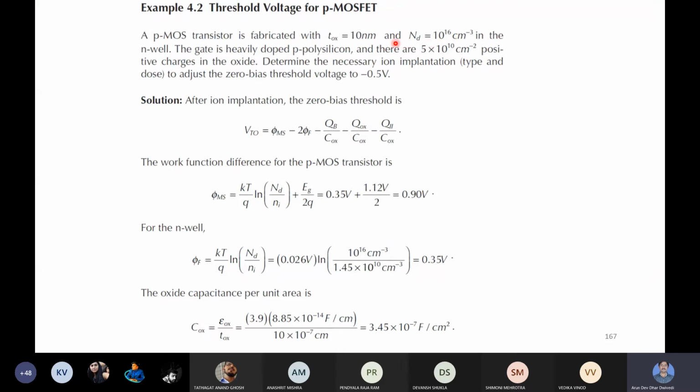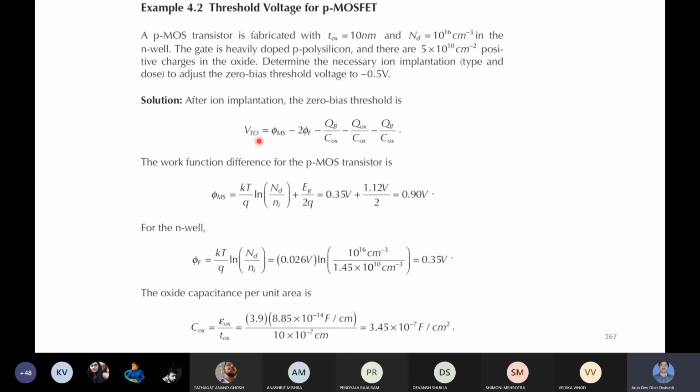this much. And the gate is heavily doped polysilicon, with positive charges in the oxide of 5 into 10 power 10 per centimeter square. This is the density. Q will be multiplied; Nd is the density. So oxide charges are given as a number, but Q will be multiplied, then the oxide charge will be calculated, and determine the necessary ion implantation type.